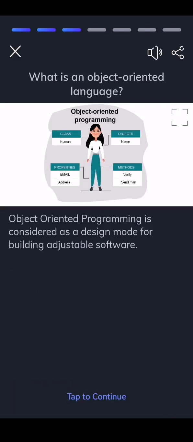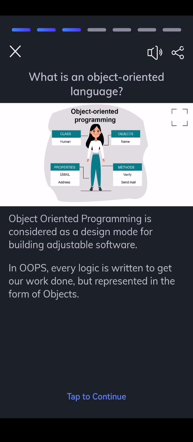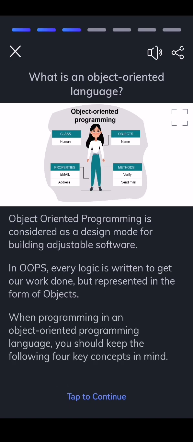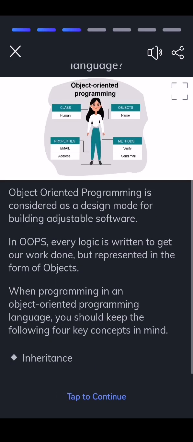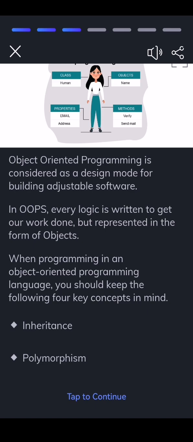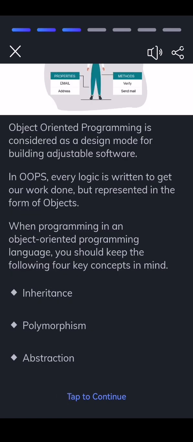Object-oriented programming is considered as a design mode for building adjustable software. In OOPS, every logic is written to get our work done, but represented in the form of objects. When programming in an object-oriented programming language, you should keep the following 4 key concepts in mind. Inheritance, polymorphism, abstraction, encapsulation.